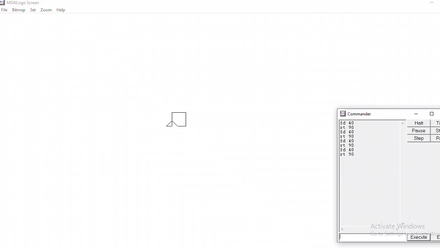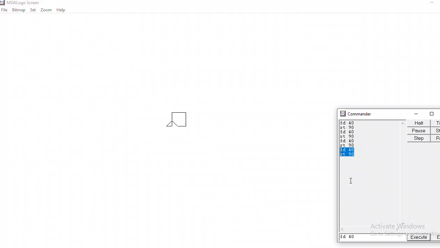So again what you can observe here is that we have repeated 1, 2, 3 and 4. The same 2 commands we have repeated 4 times. So instead of writing it again and again, we can directly do it with the help of the repeat command.